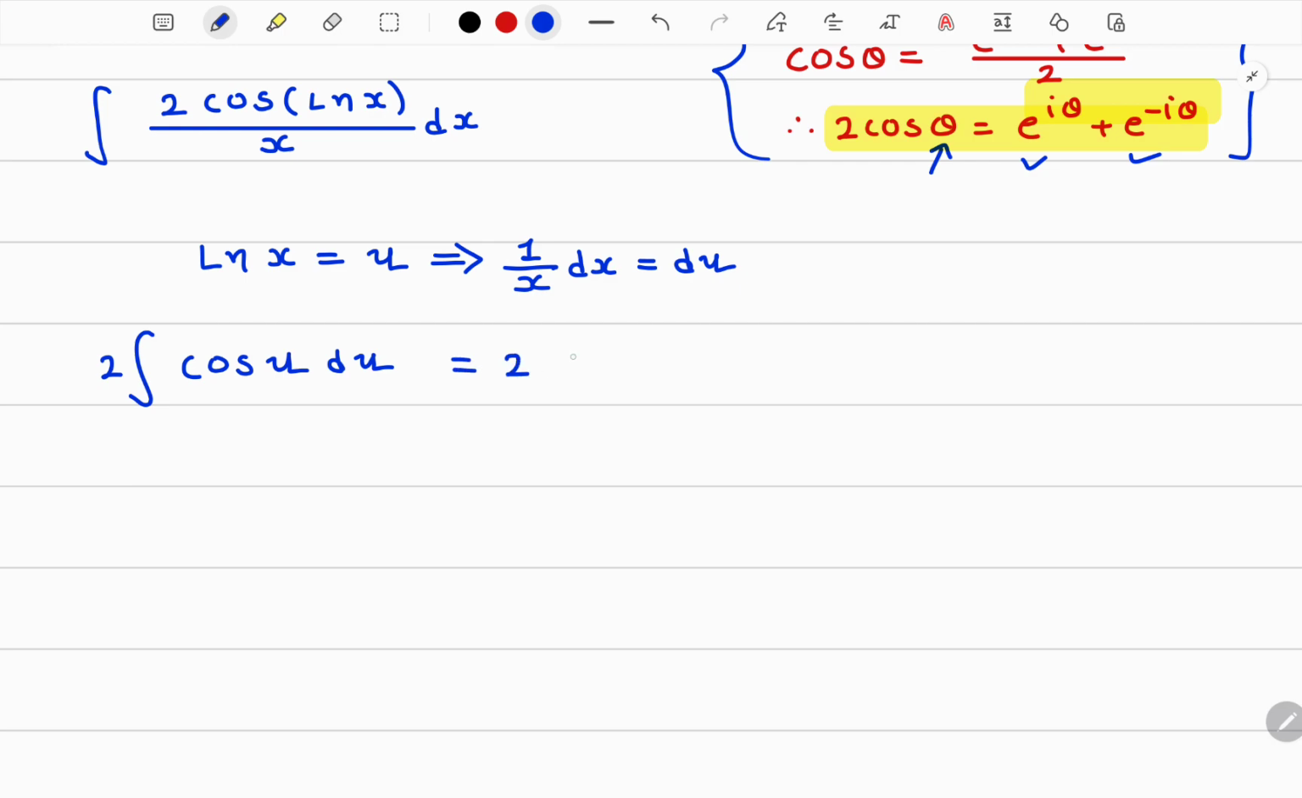2 as it is, integration of cos u, integration of cos is nothing but sin u plus c. So 2 times of sin ln x plus c. So this is our final answer.